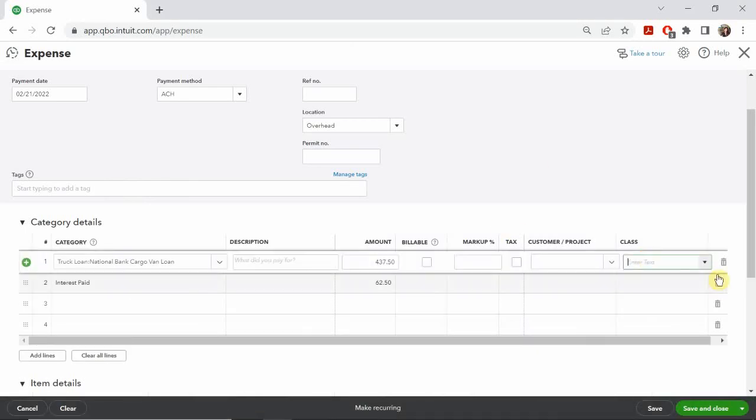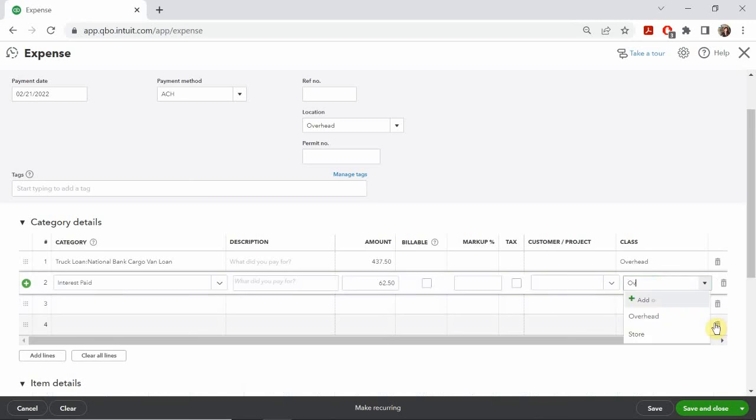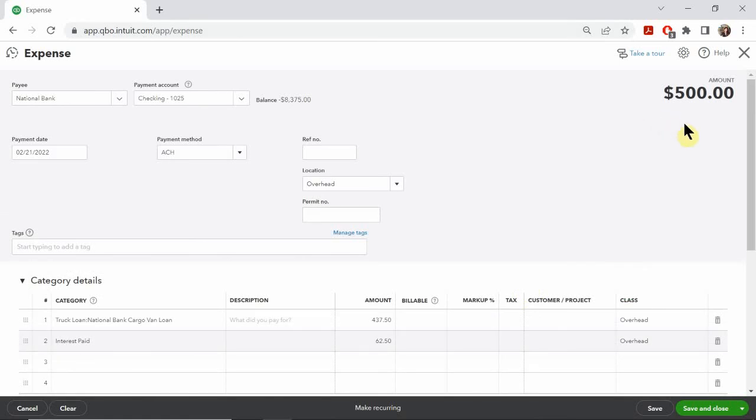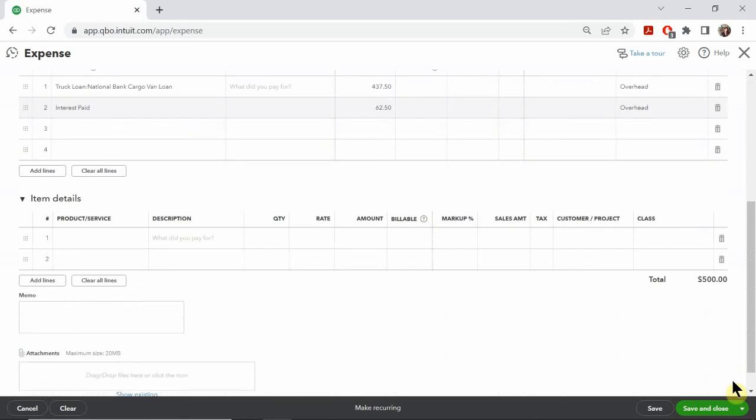Class, overhead. Okay. So your total amount that you're going to make a payment for is a total of $500. Once everything looks good, I'm going to go ahead and save and close.